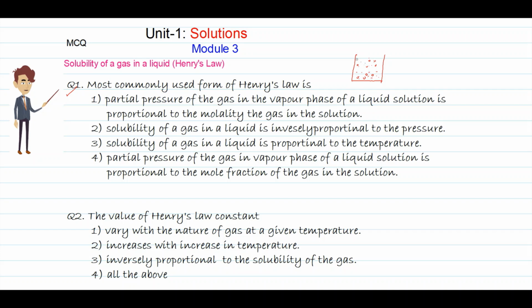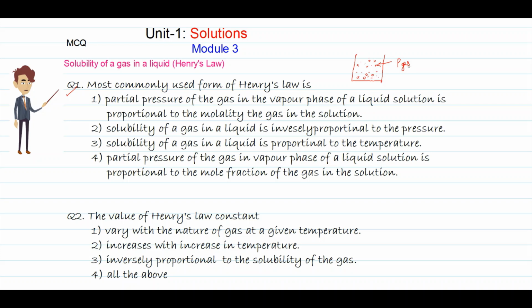So the vapor phase can exert a pressure on the surface of liquid, which is called total pressure. If you consider the pressure exerted by the gas alone on the surface of liquid, it is called partial pressure of the gas in the vapor phase. In Henry's law, we are discussing partial pressure of the gas above the liquid surface.